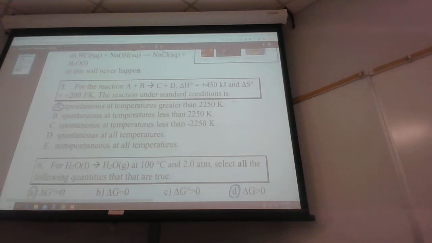Temperature will be 450 kilojoules divided by 0.200 kilojoules per Kelvin. And that comes out to 2250. Okay. 2250 Kelvin. So temperatures greater than 2250 will make this whole thing negative. Temperature at 2250 will just make it 0.